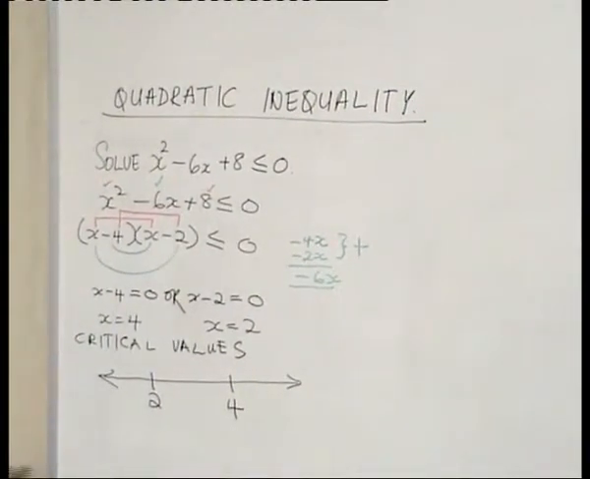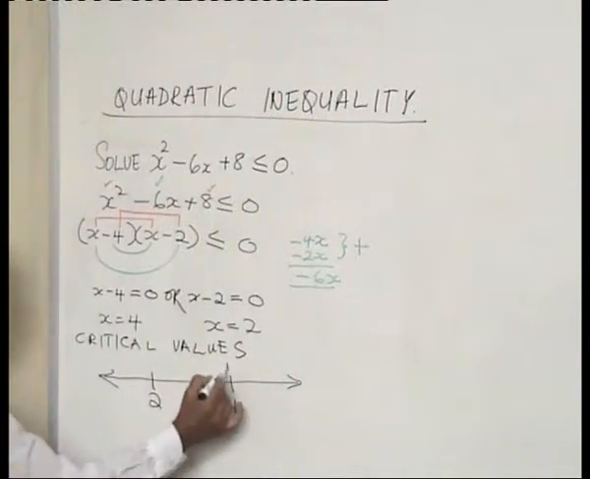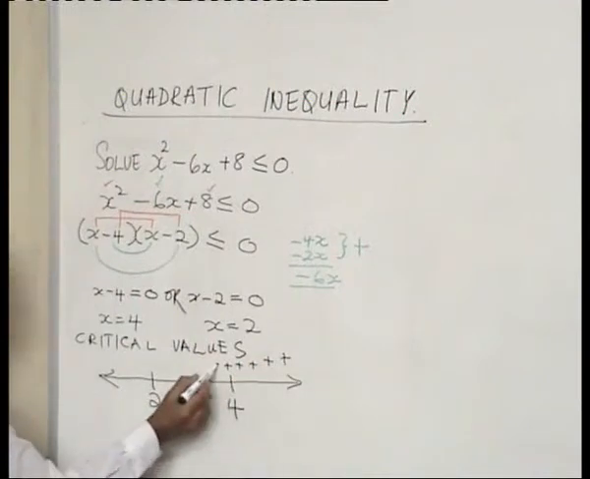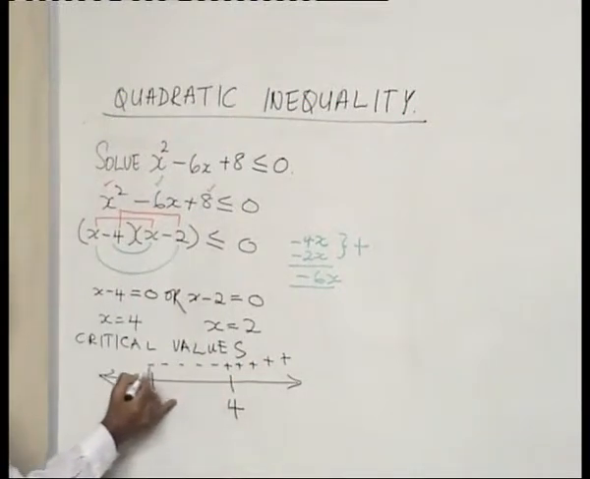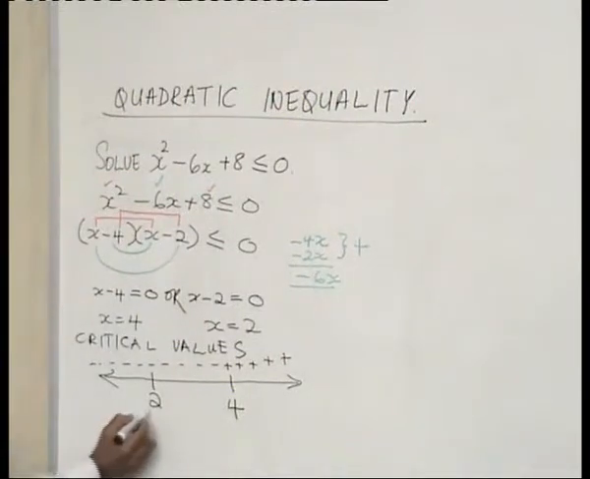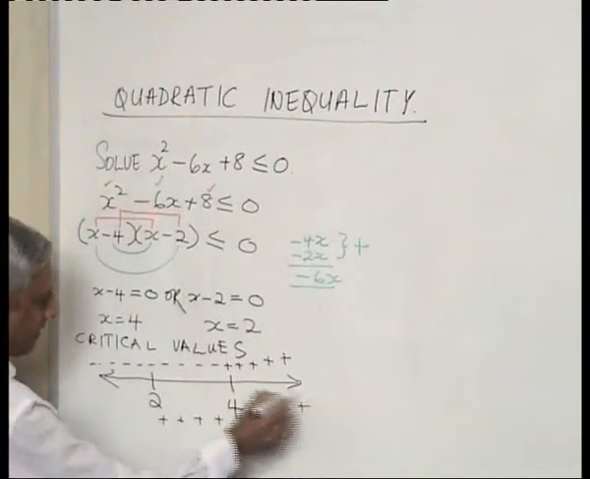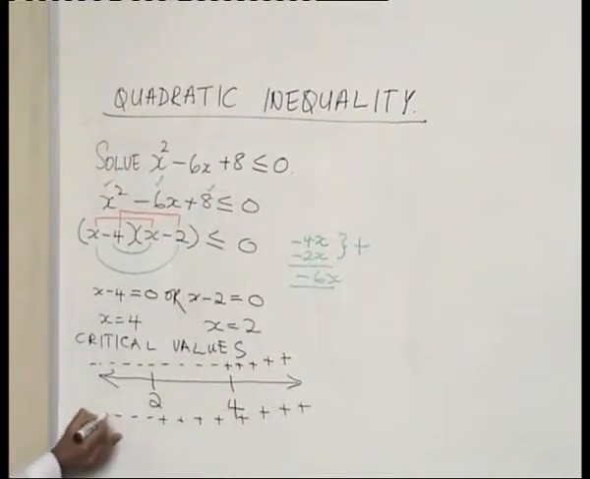Now, to the right of 4, you can place plus signs, and to the left you can place negative signs. Now you look at 2. To the right of 2, you place your positive signs. And to the left of 2, you place your negative signs.